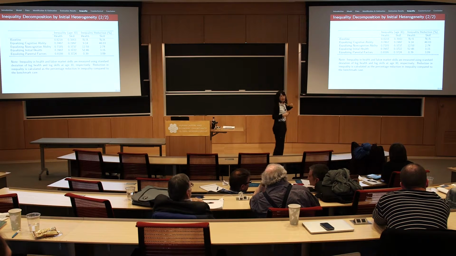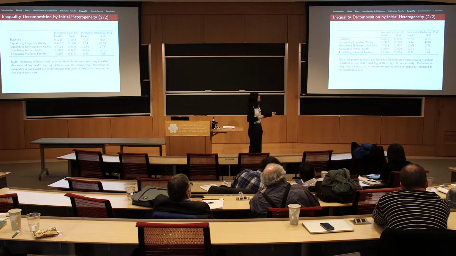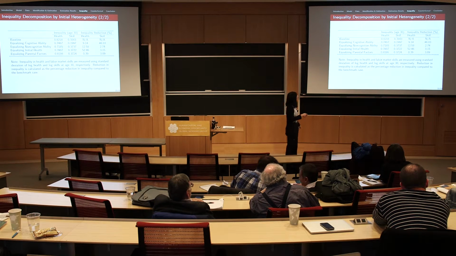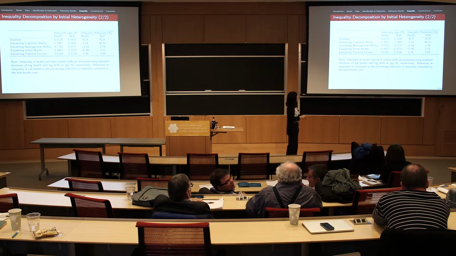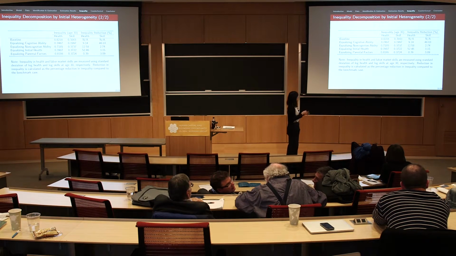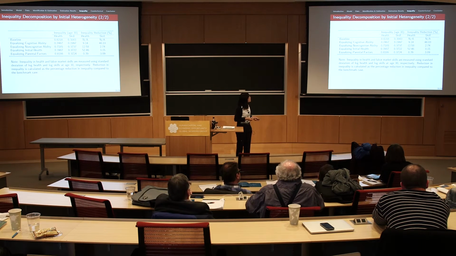Similarly, we do the same set of counterfactual experiments equalizing non-cognitive ability, initial health, and the parental factors. You see that non-cognitive ability accounts for a sizable fraction of health, and the initial health also, not surprisingly, accounts mostly for the adult health. And once we control for the initial abilities, the parental factor in this counterfactual experiment has a smaller impact.